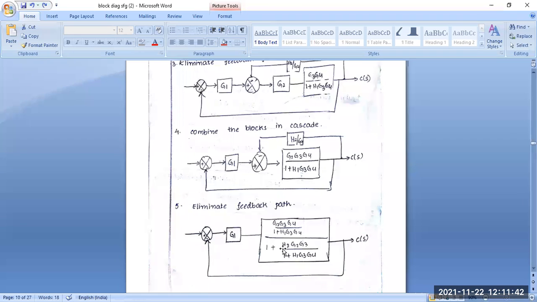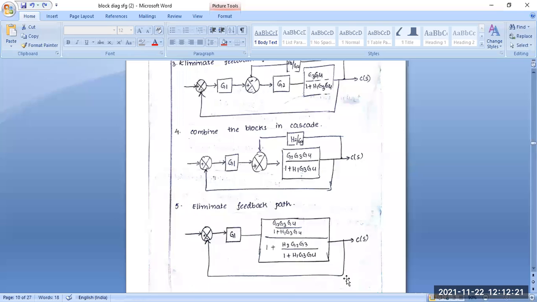And here you can see one G4 is coming, and here G4 is also coming. This G4 and this G4 are eliminated because of cancelling. So that's why we write here only H2 G2 G3 by 1 plus H1 G3 G4. It is the common part. Okay. So now in this step we eliminate the feedback path according to our block diagram reduction rules. Okay, in this step it is clear, all of you? It is clear, all of you?